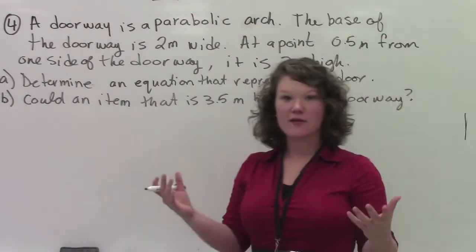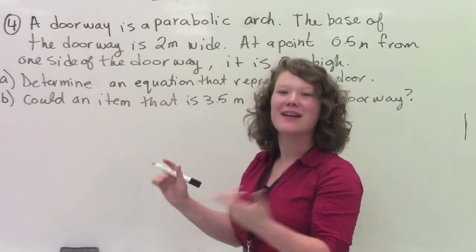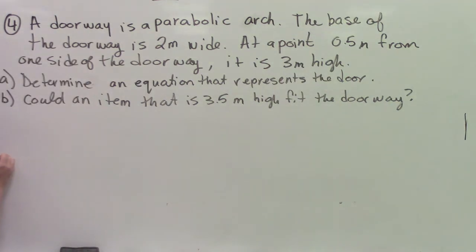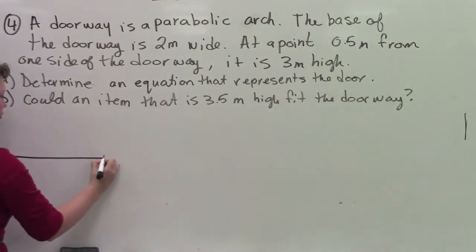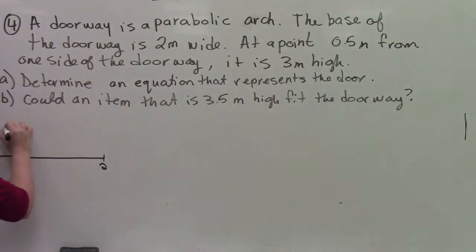All right, so first things first, let's develop this equation. Actually, let's back it up a bit. Let's draw a picture. So we have this doorway. That is 2 meters. So 0 and 2. It has a parabolic arch.